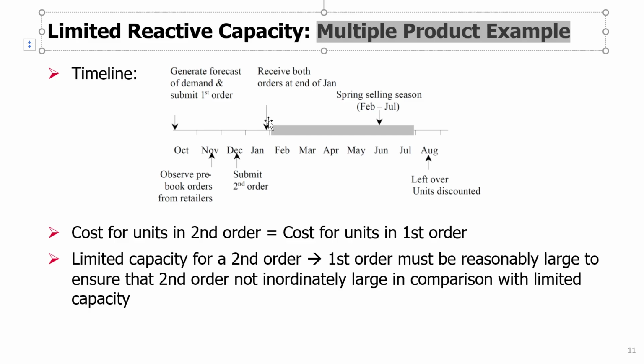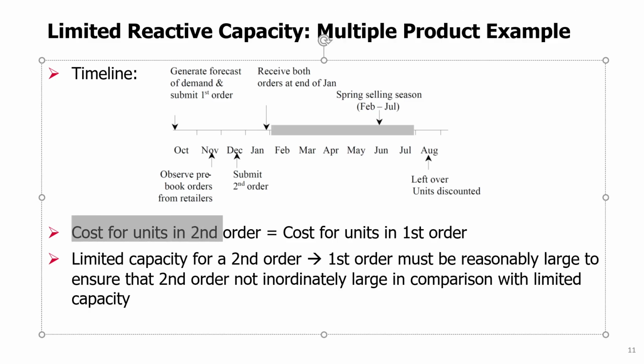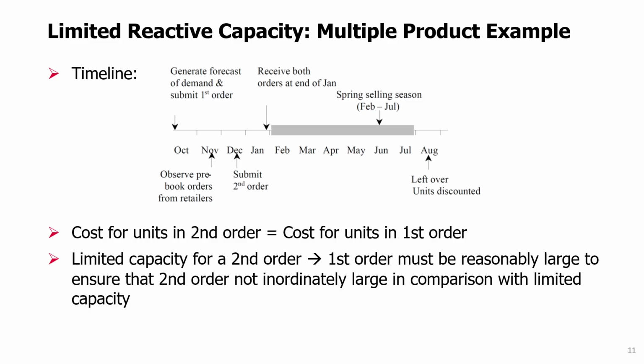and then we can receive both of them just before the season begins and the selling season is here, and then there are some leftover units. So in this example, there won't be any premium. The cost on the units in the second order will be the same as the cost for units in the first order. However, the second order opportunity will have a limited capacity.